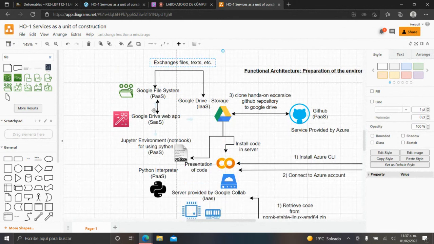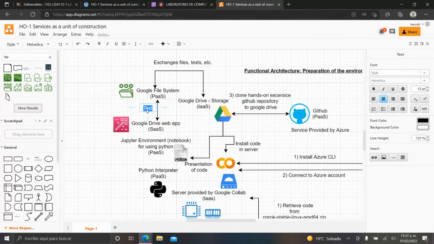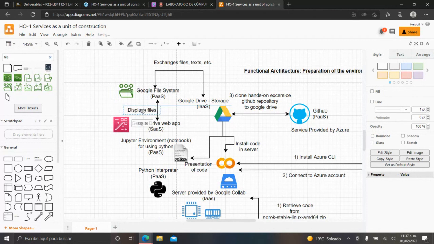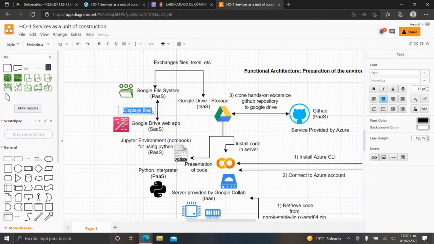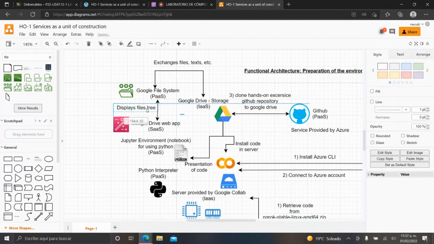Okay. And the Google Drive web app, how can I put it? It displays text, or displays the files. Yes, display the files. Files tree. Yes, the files are a tree, no? Oh, good.